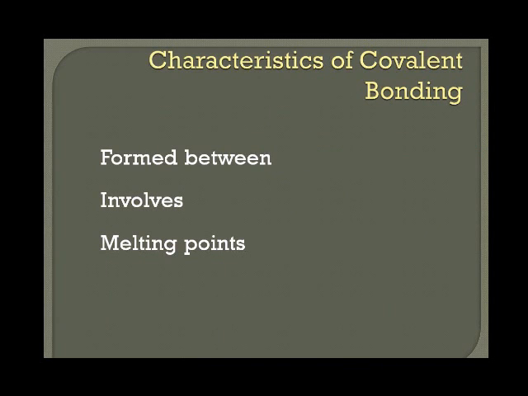So a covalent bond is formed between two nonmetals. If you recall, our ionic bond was formed between metals, where there is complete gaining or losing of electrons. Our melting points are low in covalent compounds. Covalent bonds are weaker than ionic bonds.